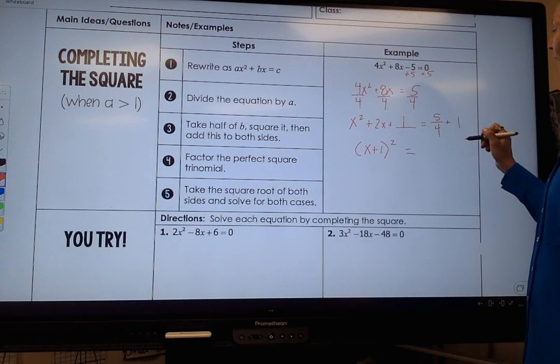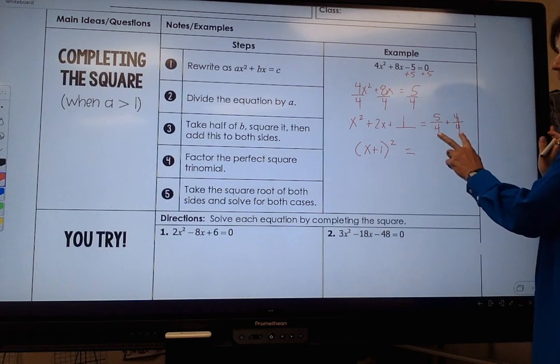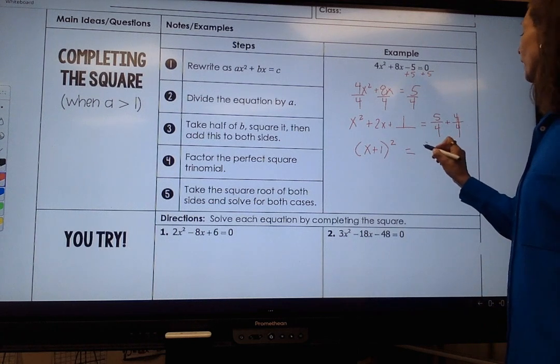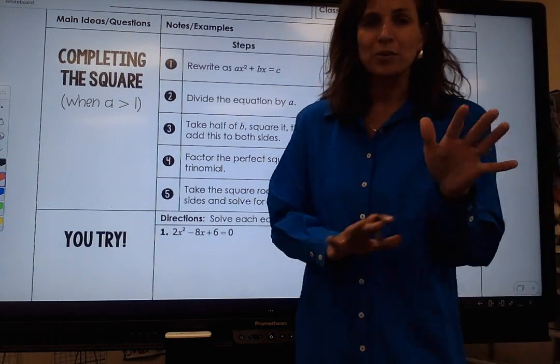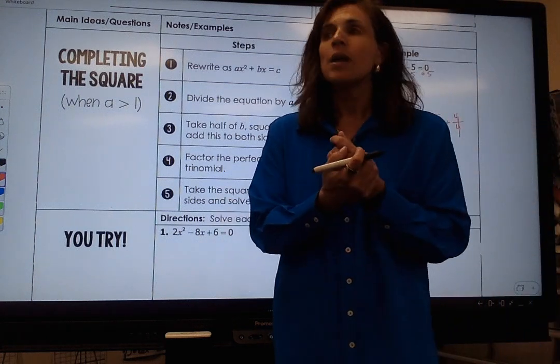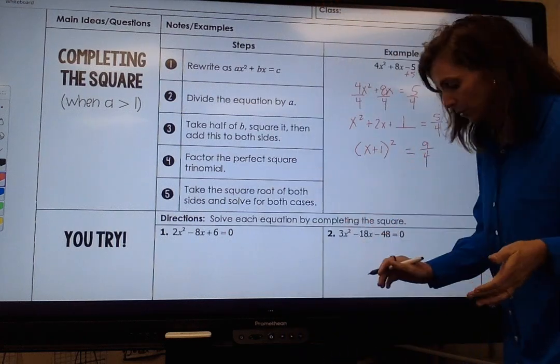equals, when I add these together, I'm going to turn 1 into 4 over 4. It's the same thing. That way I have matching denominators. And then I get 9/4 is my answer here. So make sure you keep that in fraction form. Don't turn it into a decimal, nothing like that.